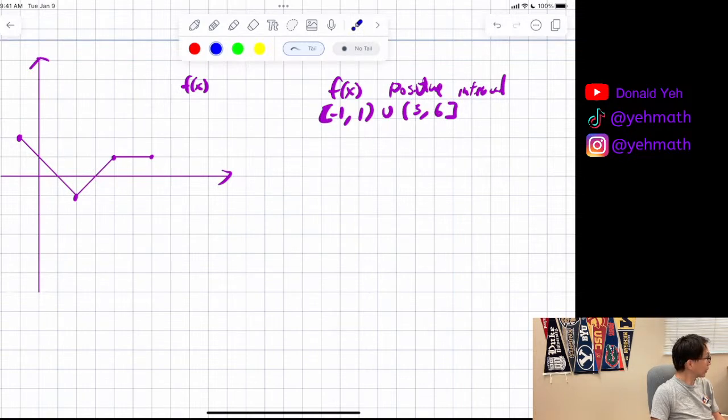If you have a function that's just positive, will you just put the two endpoints? Yep. Very good. Okay, so now f of x is negative where?